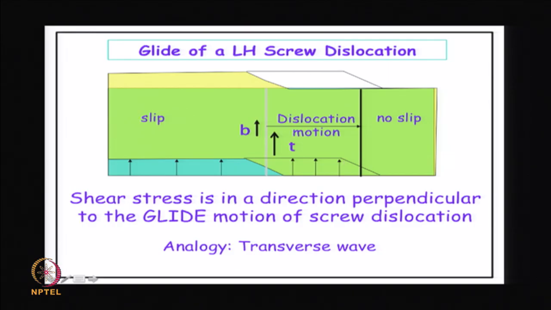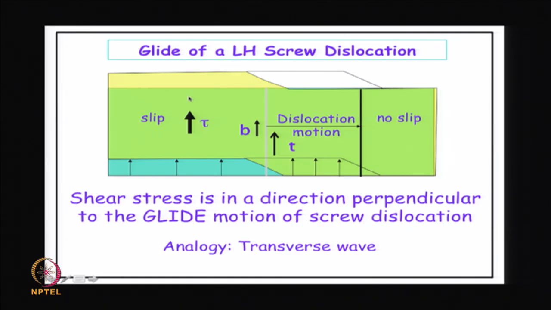Now, to create this motion, of course, we have to apply a stress which is in the direction of the atomic motions. So, the stress which will be required to create this motion will be in the direction of the Burgers vector. So, we see the interesting situation that we apply a shear stress in this direction, which is the direction of the motion of atoms required. However, the dislocation line moves in a direction perpendicular to the applied stress.